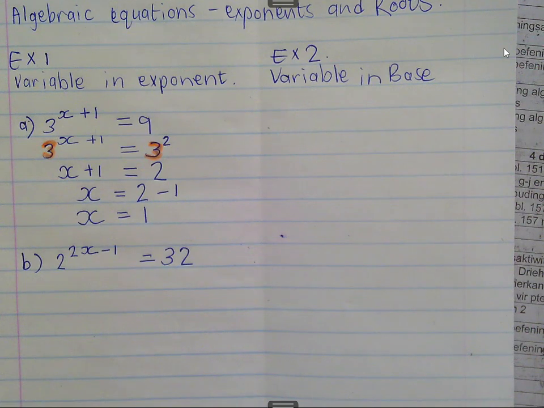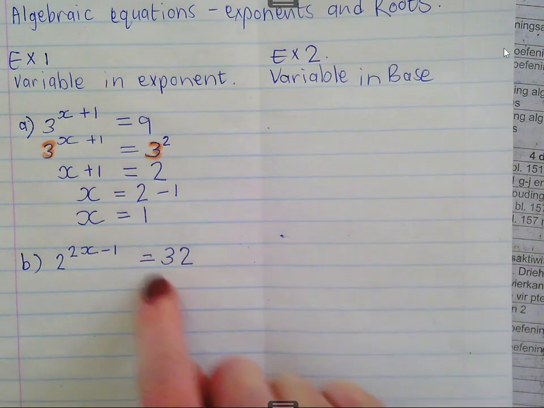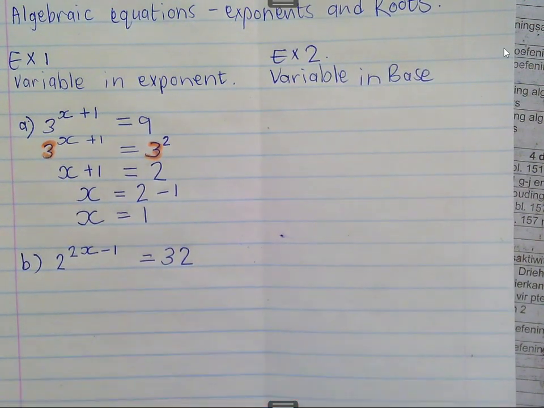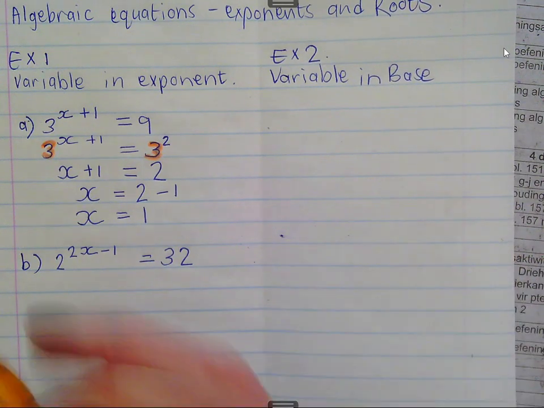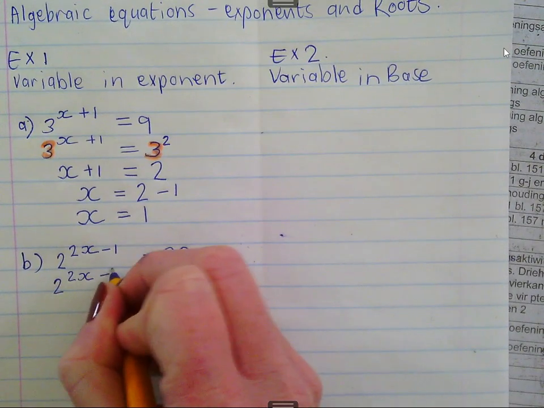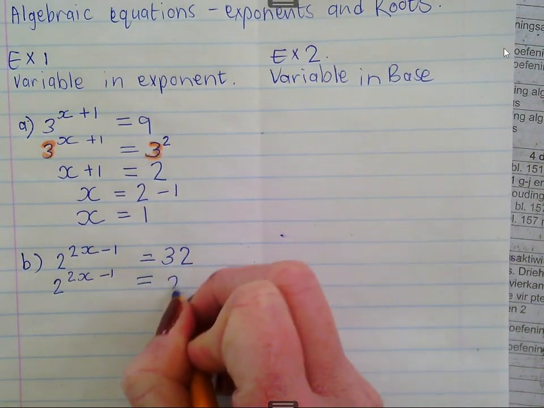Do you see here again? The variable is in the exponent. So our step 1 would be to write the 32 as what? 2 to the power of something. Okay, we will see what that something is now. This side we leave as it is because we need to get the bases to be the same.